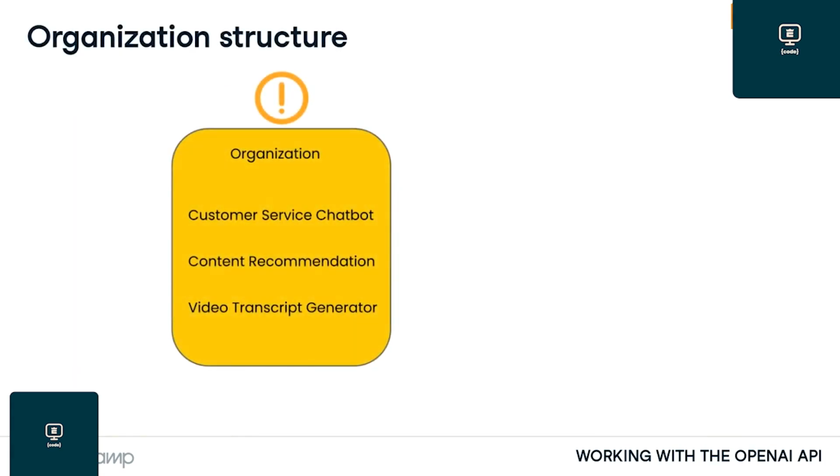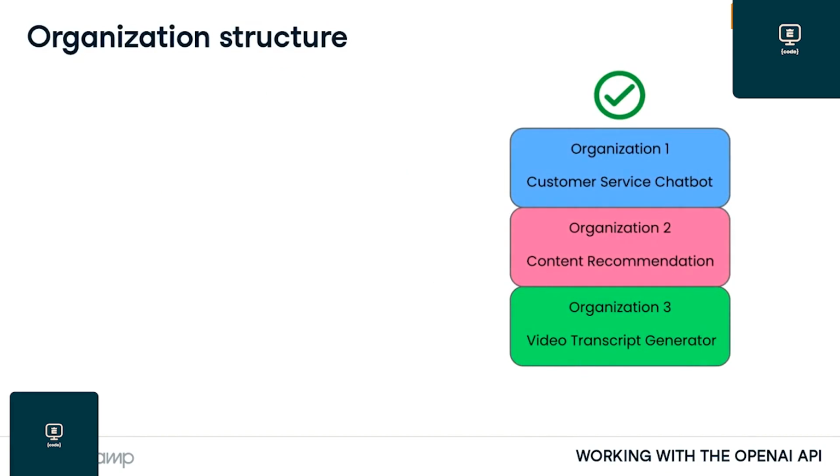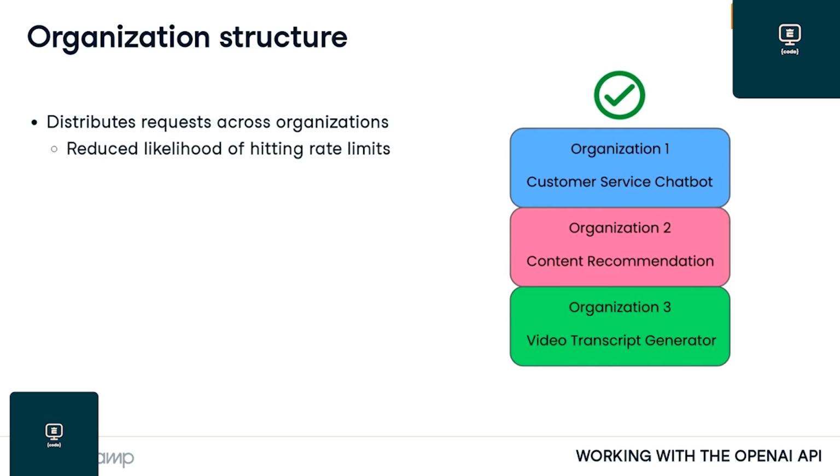Much of this risk can be mitigated by, instead of running multiple features under the same organization, having separate organizations for each business unit or product feature, depending on the number of features built on the OpenAI API. In this example, we've created separate OpenAI organizations for 3 different AI-powered features: a customer service chatbot, a content recommendation system, and a video transcript generator. This distributes the requests to reduce the risk of hitting the rate limit.